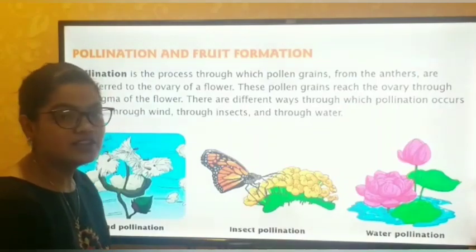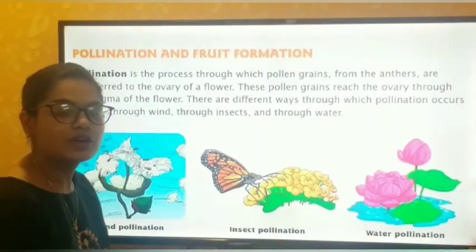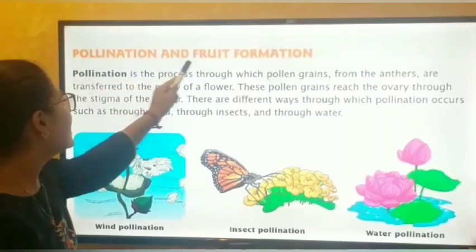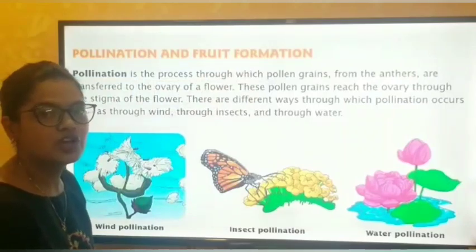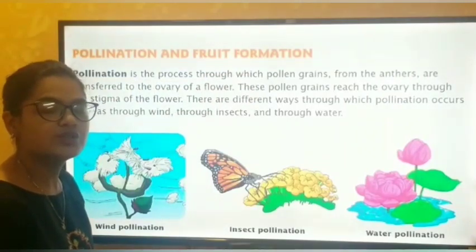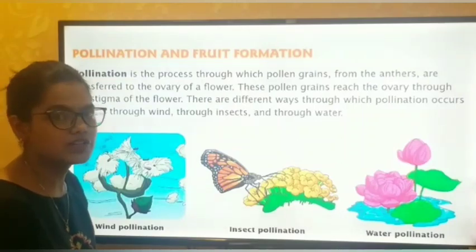Okay, so now the second topic of the chapter we are going to continue with. So what is the topic? Pollination and fruit formation. So we are going to learn about pollination and fruit formation. First we will learn about pollination.